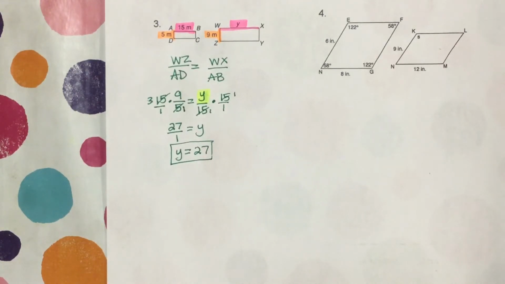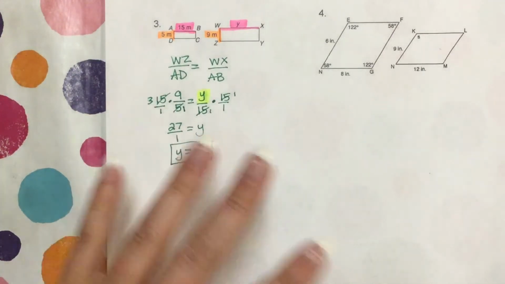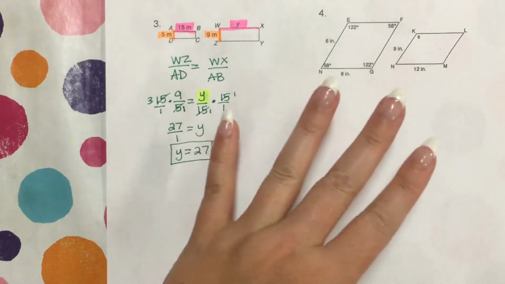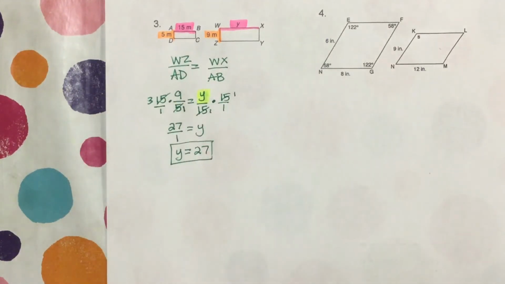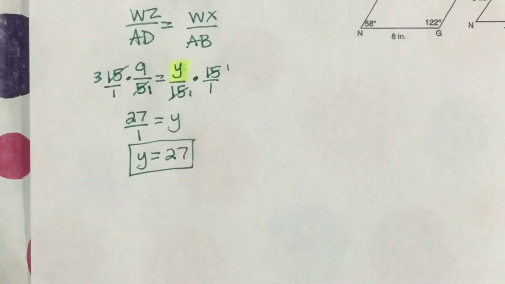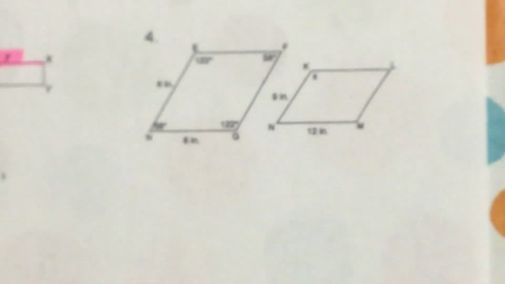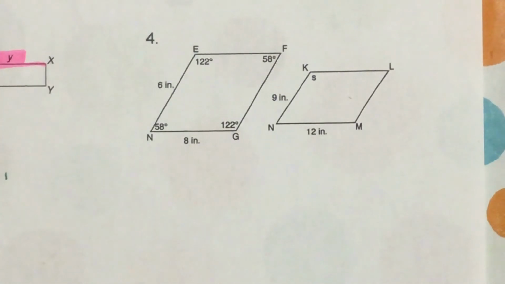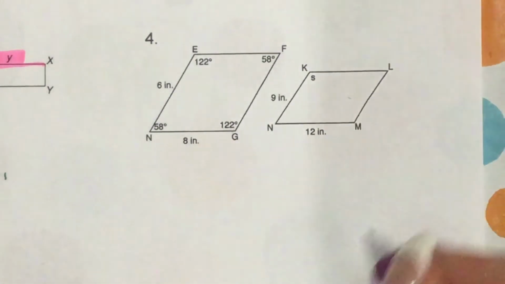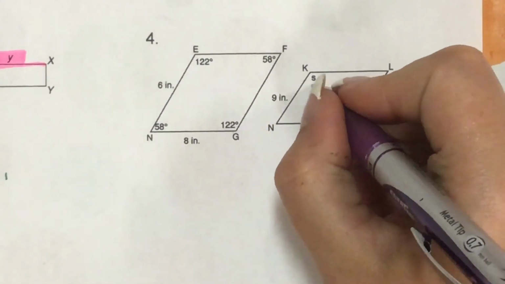All right, cool. Let's go over here to problem number 4. Now, the problem already states that these figures are similar. So if you look and you see the unknown variable that we're trying to find, the unknown value is this S right here. Okay, that's what we're trying to find.